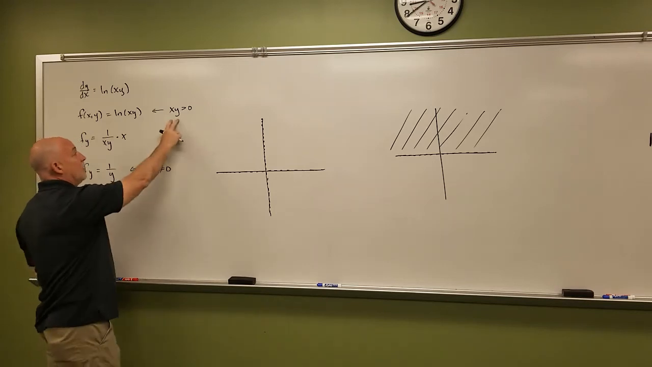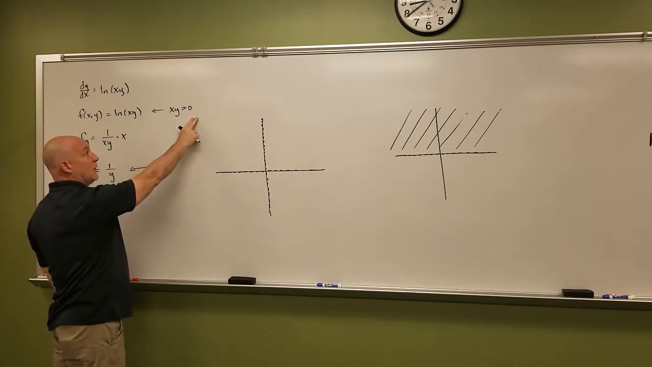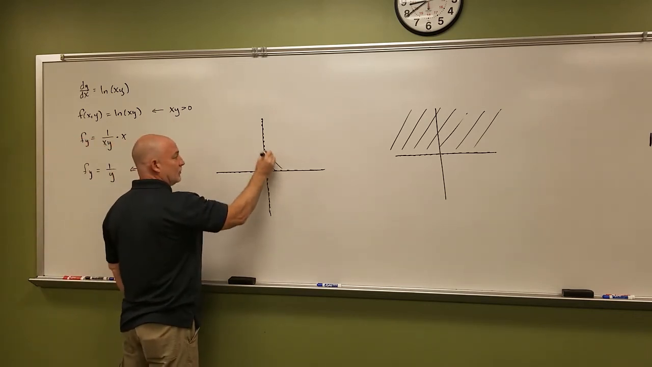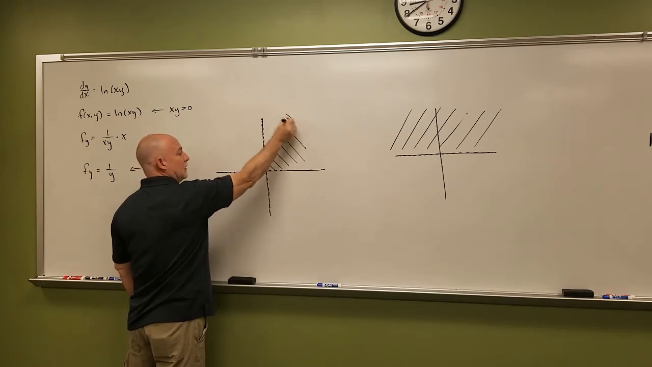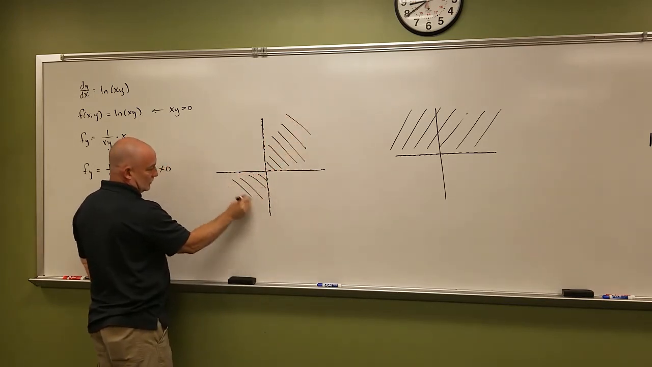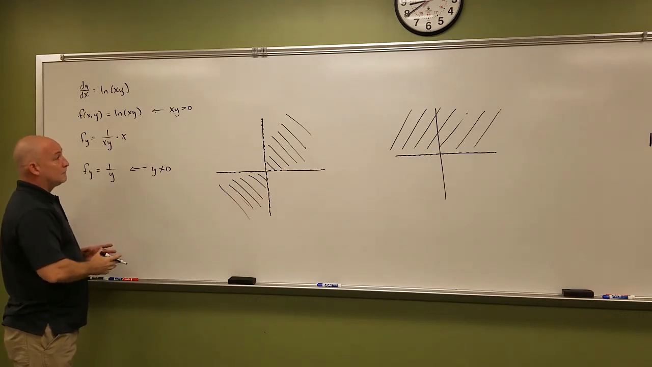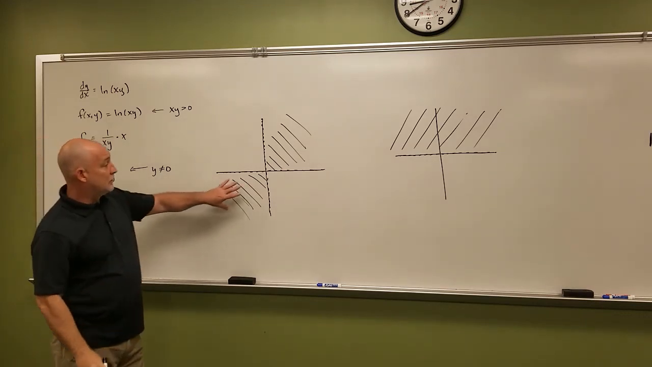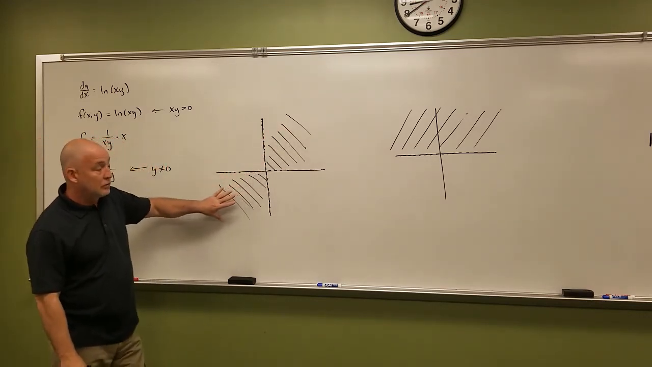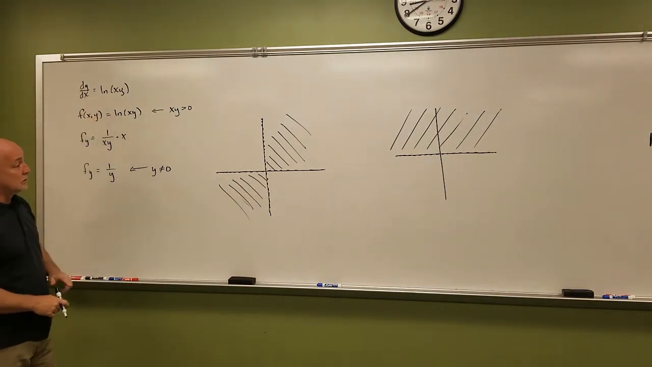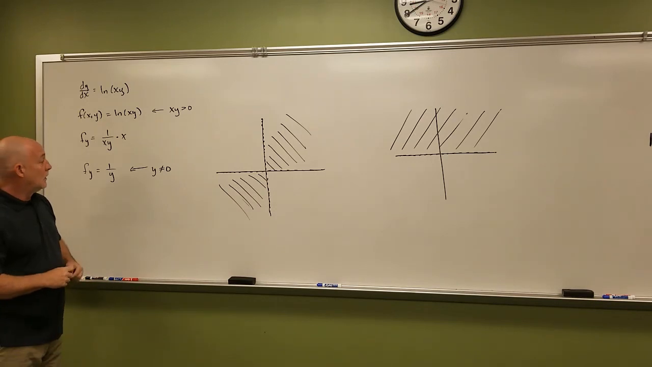Now, for x times y to be greater than 0, it has to be positive. So they either have to both be positive or both be negative. So they're both positive in the first quadrant, and they're both negative in the third quadrant. So you can see from here, as long as we have an initial condition in the first and third quadrant, excluding the axes, then we should have a unique solution to this differential equation.